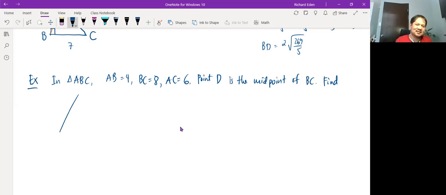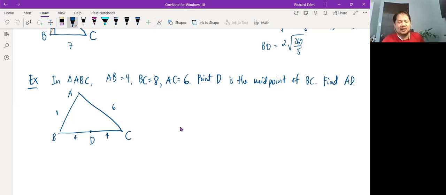Find AD. Wait, this is not a right triangle, so I can't use the circumcircle. But BC is 8 and D is the midpoint. What about the angle bisector theorem? Oh wait, it's not the angle bisector. Find AD. I'm out of ideas.